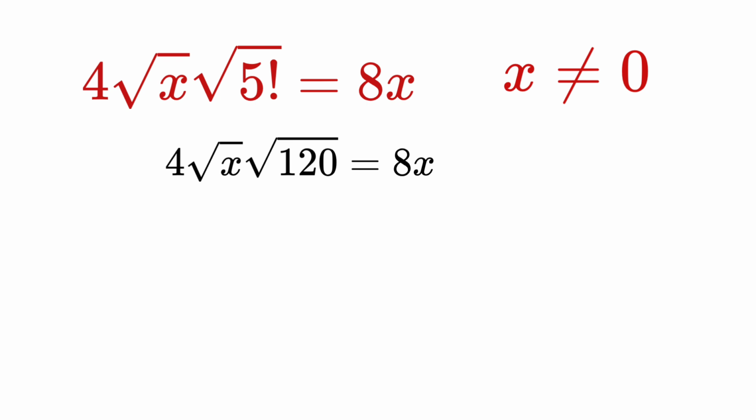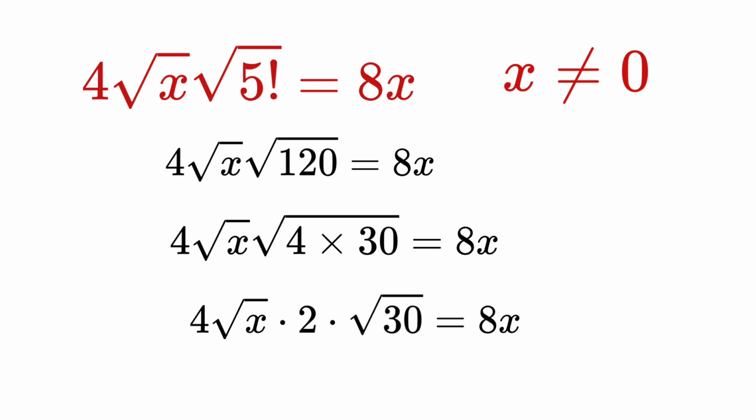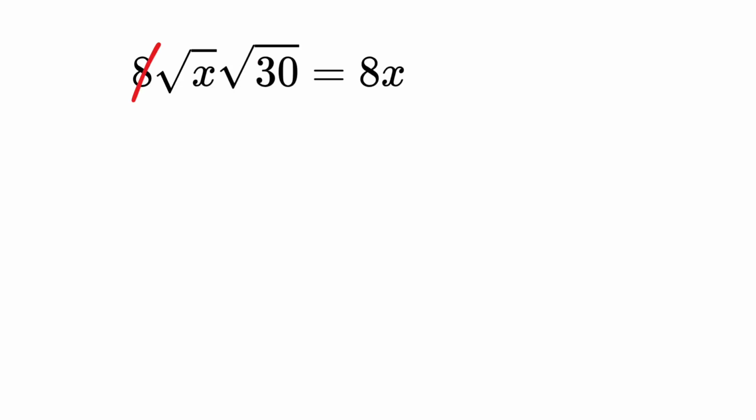120 we can write as 4 into 30. Square root 4 is 2. So we can write it as 4 square root x into 2 into square root of 30 is equal to 8x. 4 into 2 is 8. Left side 8 and right side 8 will be cancelled out. Then square root x into square root 30 is equal to x.